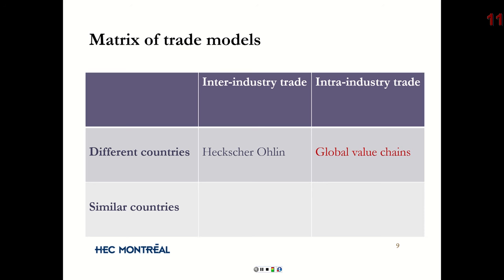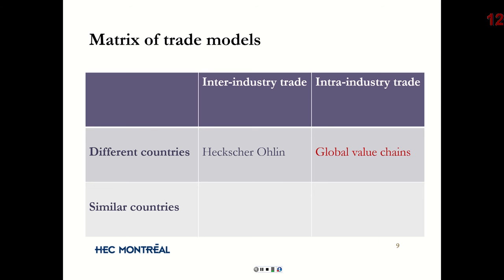The only problem with these two models is that the more the relative factor endowments become the same between the countries, both in the Heckscher-Ohlin model and in the global value chain model, what you're going to see is that there is going to be less and less trade between the countries. So in the models that we've presented up to now, what we're going to find out is that once countries become identical, there is no reason anymore why they should be trading.